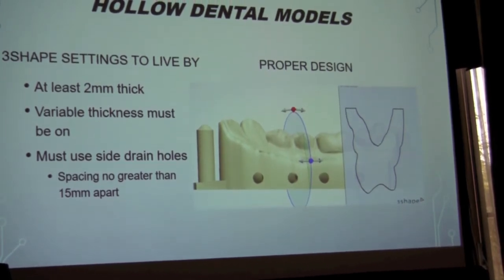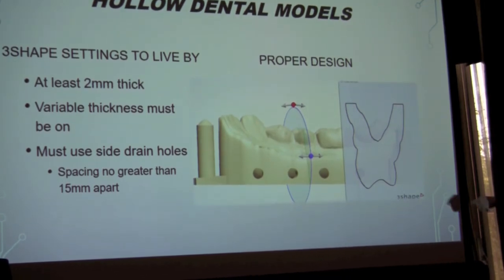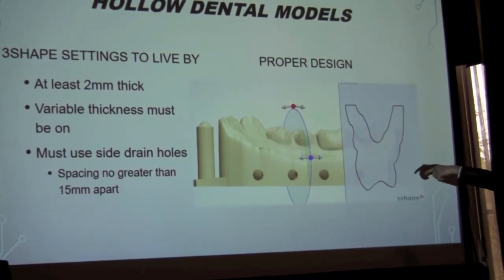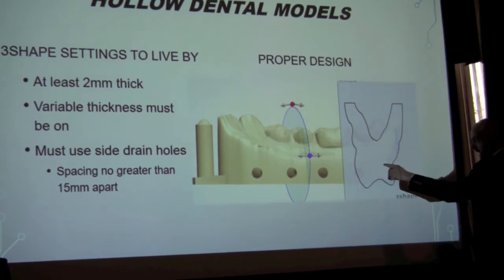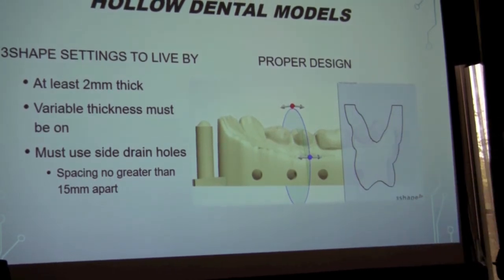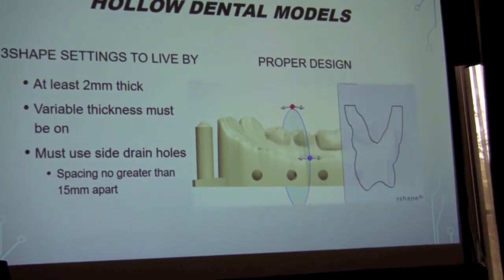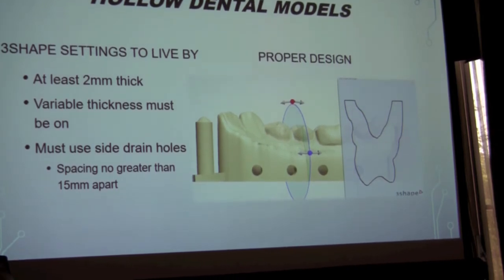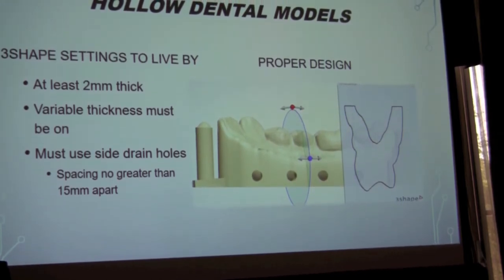From there, in 3Shape, you're going to want to have variable thickness on. Variable thickness allows for it to be a printer-friendly shape. If this was 2 millimeters all the way down and around, we'd have to place supports internally. With this, we don't have to put supports on the inside or internal surface of the model. And then you must use drain holes.